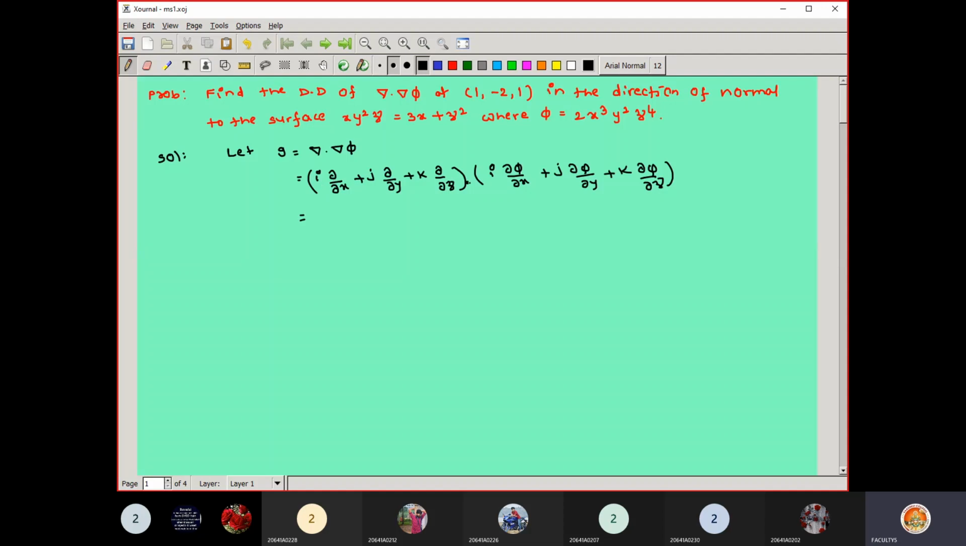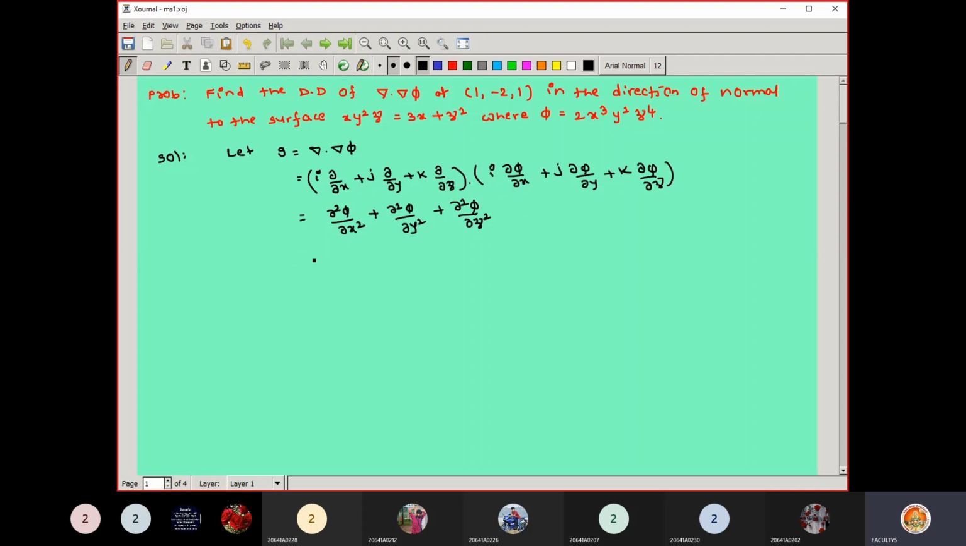So i dot i is i square, that becomes 1. So dou by dou x into dou phi by dou x, I can directly write as dou square phi by dou x square. Similarly, j to j, dou square phi by dou y square. Similarly, dou square phi by dou z square. So you are making the simplification and getting your g value like this.